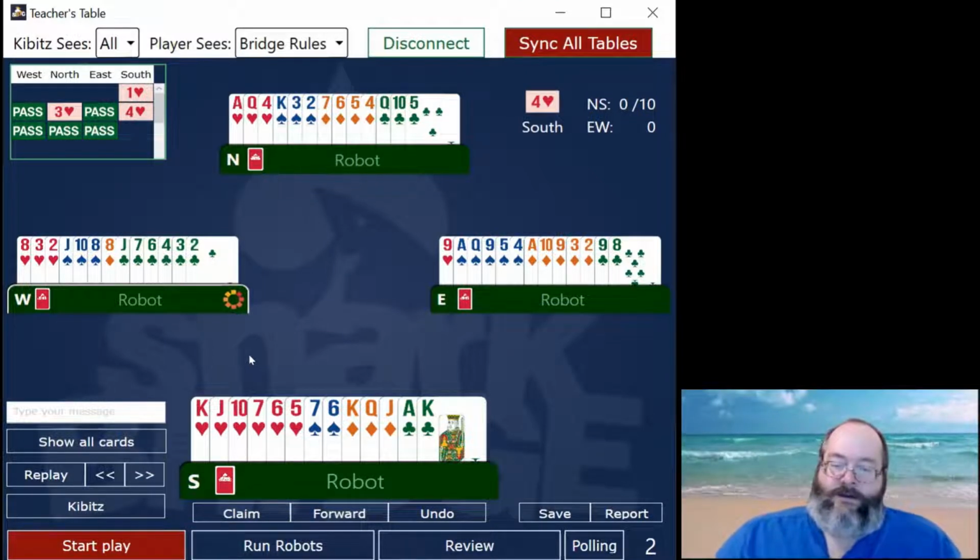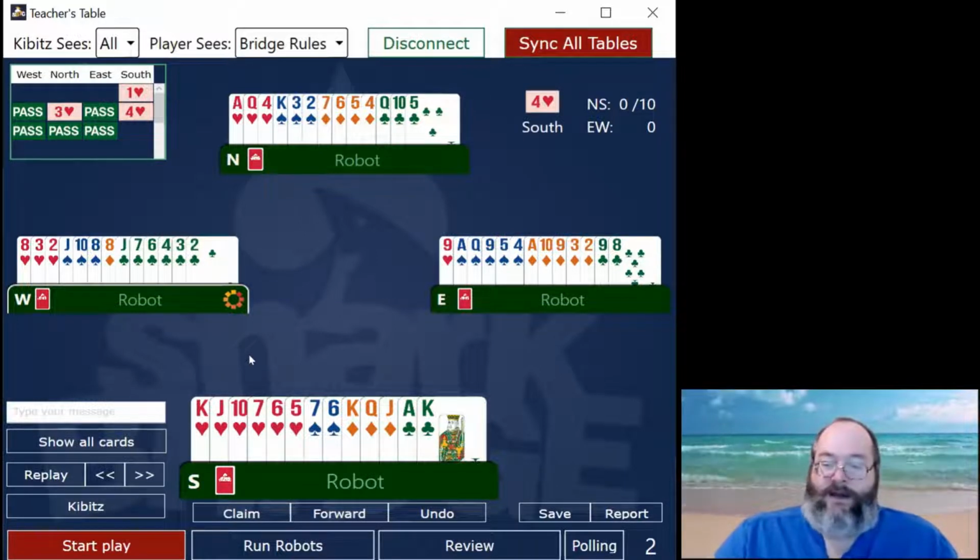Diamond lead, it's a singleton, you win the ace. The card you lead back is the card that asks for what partner should do next. So 10 of diamonds says, partner, please lead a spade. You desperately want a spade. Ace, queen sitting over the king, right? So suit preference. All right.